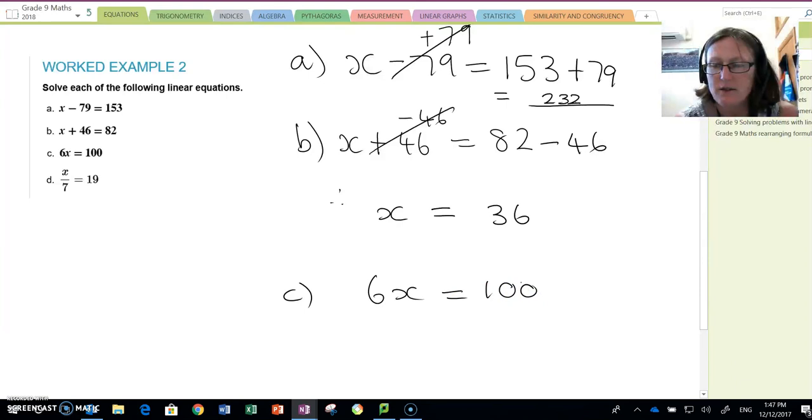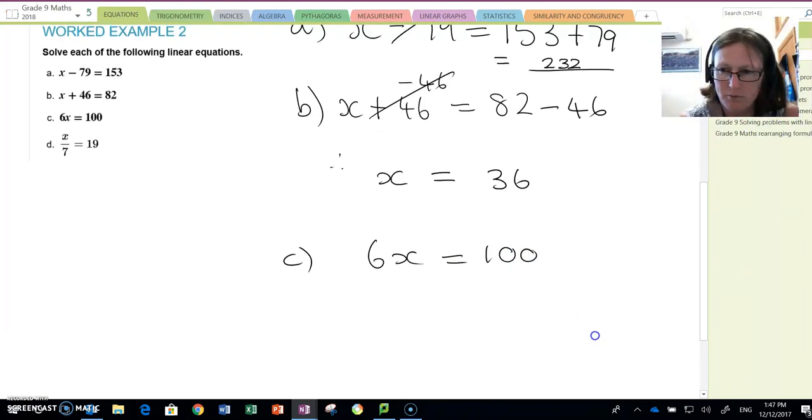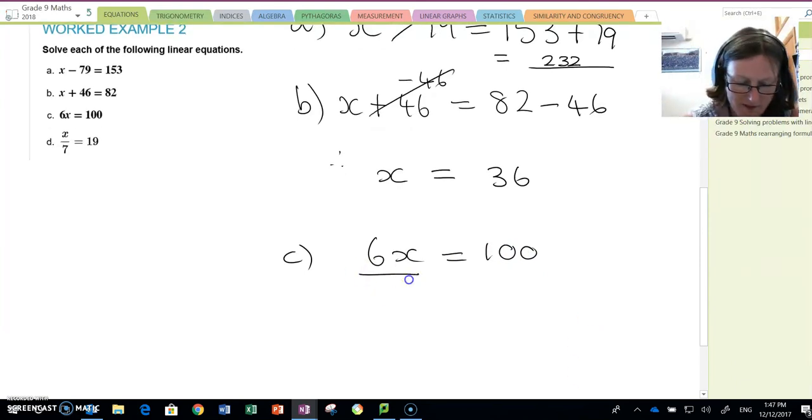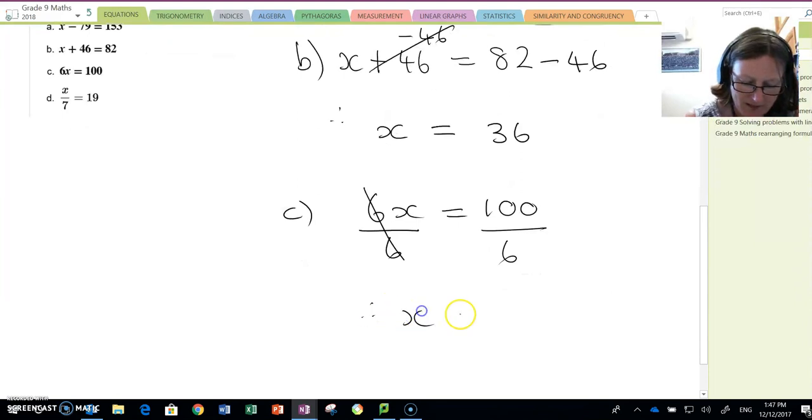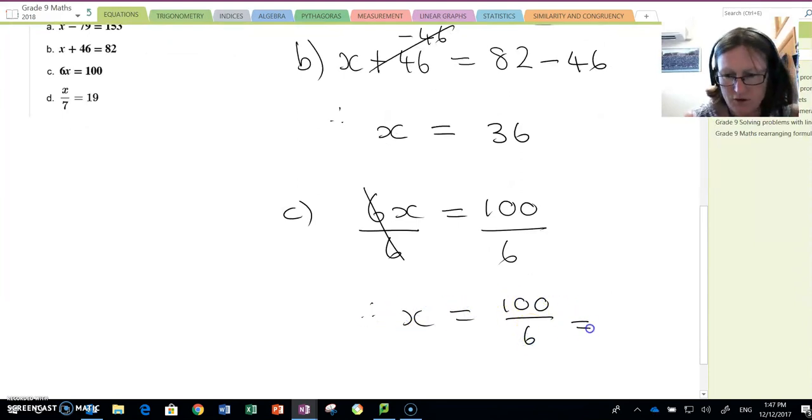6x means 6 times by x. The opposite of times or multiplying is dividing. So let's divide that by 6. That then cancels. So that we then divide the other side by 6. Remember, whatever we do to one side, we must do to the other. So x is equal to 100 divided by 6. 2 goes into both of those, which is 50 over 3.